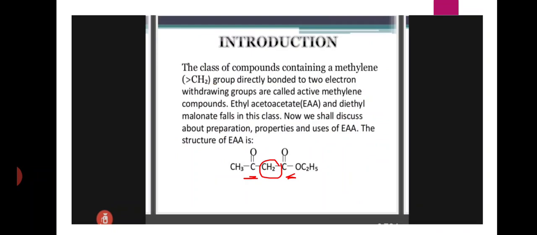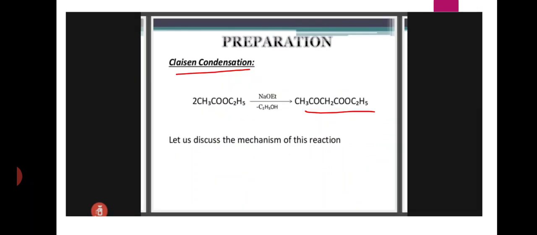The structure of ethyl acetoacetate is this one. Here the circled methylene group is an active methylene group. This is present between two carbonyl carbons. Carbonyl carbon means electron withdrawing carbons. And for the preparation of ethyl acetoacetate, the main important preparation method is the Claisen condensation reaction.